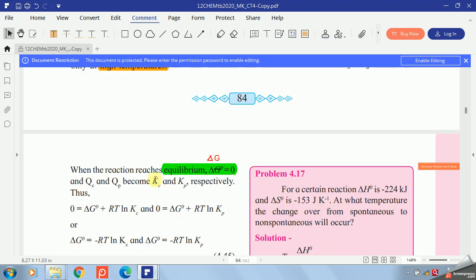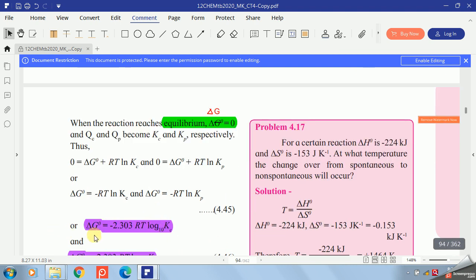When your reaction reaches equilibrium, what do you say? At equilibrium, delta G is equal to 0, not delta G0 equal to 0, and QC and QP become KC and KP respectively. So our equation becomes 0 is equal to delta G0 plus RT ln KC, and 0 is equal to delta G0 plus RT ln KP. So delta G0 becomes equal to minus RT ln KC or minus RT ln KP, where ln means log to the base e.